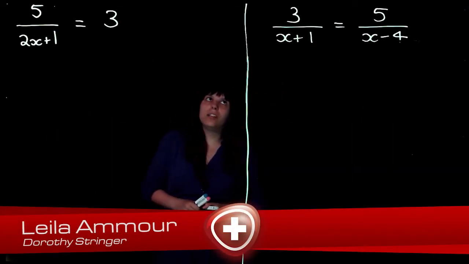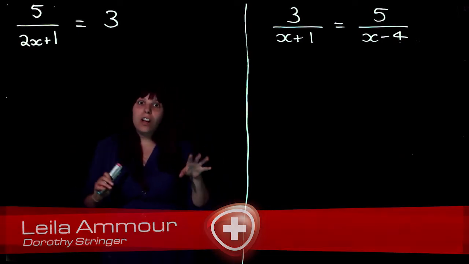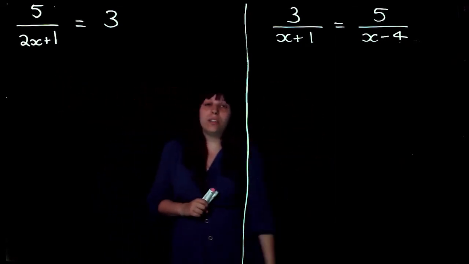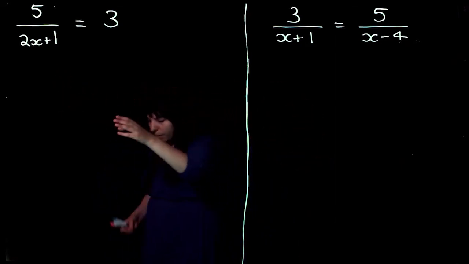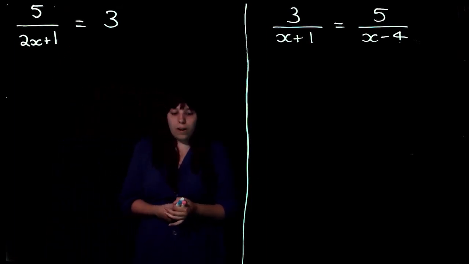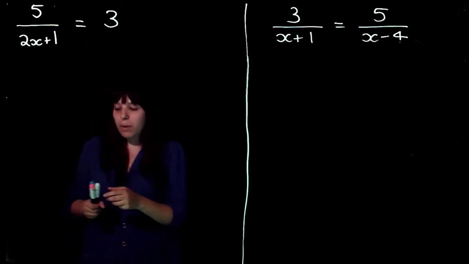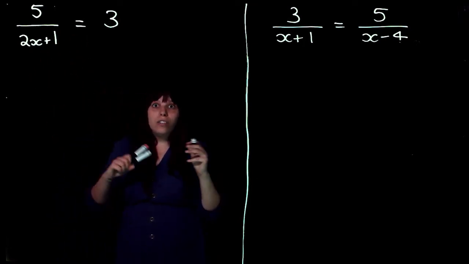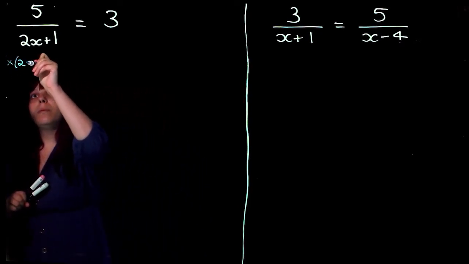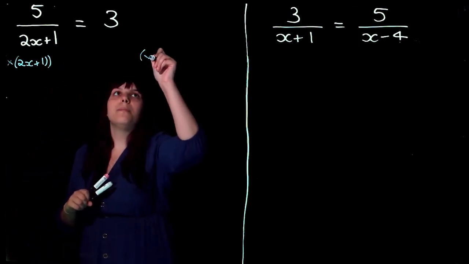In this video, we're going to look at solving linear equations that have slightly more complicated fractions on either one or both sides of the equation. So in the first one, I've got 5 divided by 2x plus 1 equals 3. Well, I want to get rid of my 2x plus 1 because I'm dividing by it at the moment. So to do the inverse, I'm going to multiply by 2x plus 1, and I'm going to do that to both sides.